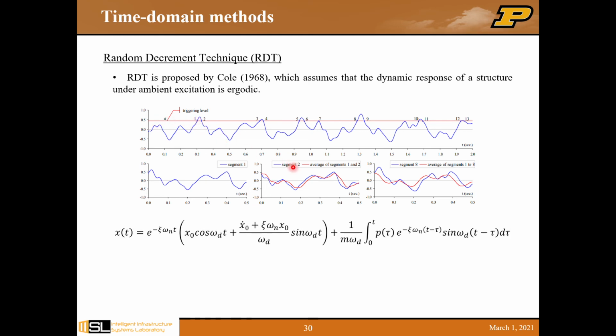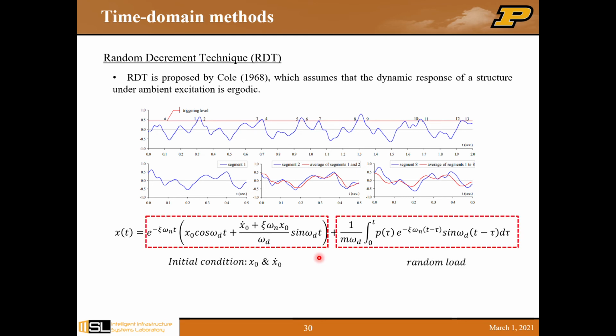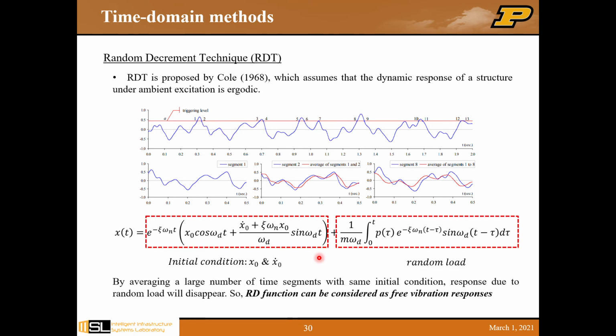And then we average all of these blocks that we obtain, right? For example, 1, 2, 3, 4, 5, 6, until 13, 14, etc. All of these half-second blocks, we average them together, and eventually we can obtain approximately the free vibration response. This formula describes the structural response due to both initial conditions and the random load. By averaging a large number of time segments with the same initial conditions, the response due to the random loads will disappear, because they are random loads.